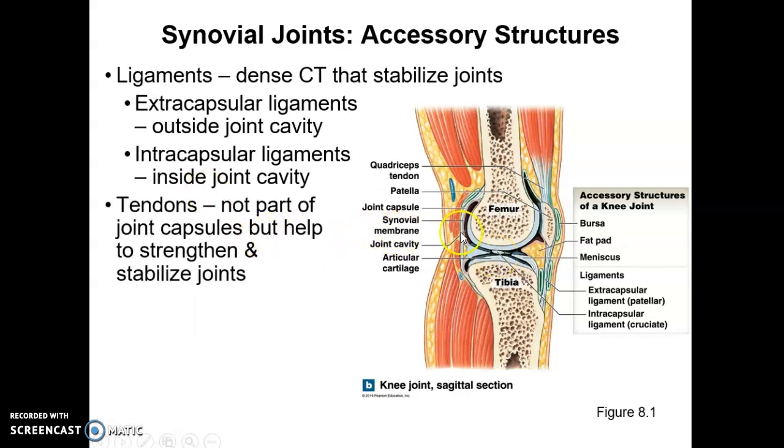Tendons are not part of the joint capsule. They're external, but they do help strengthen and stabilize the joint. For example, here's the patella, and here's its tendon that attaches to the quadriceps muscles, the anterior front muscles of the thigh. If you remember, a tendon attaches muscle to bone versus a ligament, that's the patellar ligament. That ligament attaches the patella to the tibial tuberosity on the tibia. Oh, and by the way, that would be an example of an extracapsular ligament, that one there. It's external to the joint capsule.